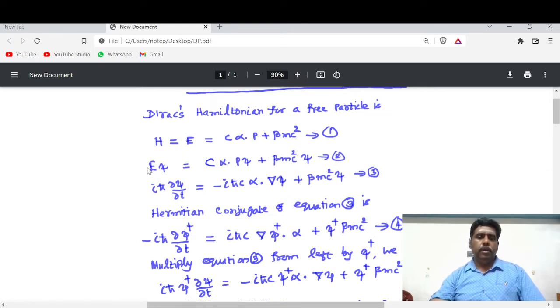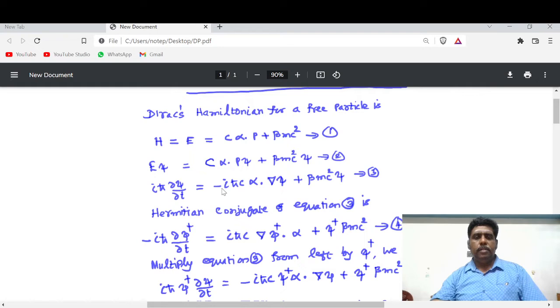Here the E is replaced by the energy operator i h-cross dou by dou t, and then p is replaced by the momentum operator minus i h-cross del. Therefore, we can get the equation of form 3. Now we have to take the Hermitian conjugate of equation 3. If you take the Hermitian conjugate of the above equation 3, this i h-cross dou psi by dou t is changed as minus i h-cross dou psi dagger by dou t.